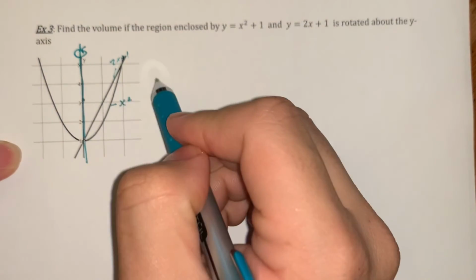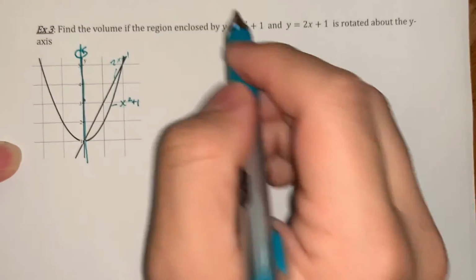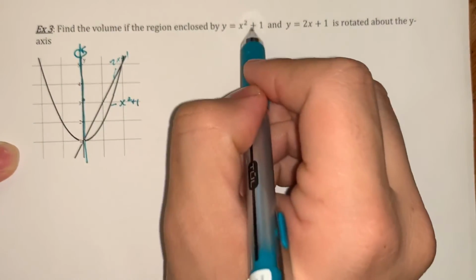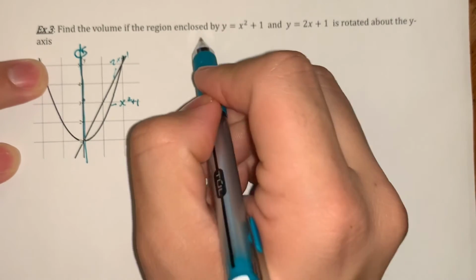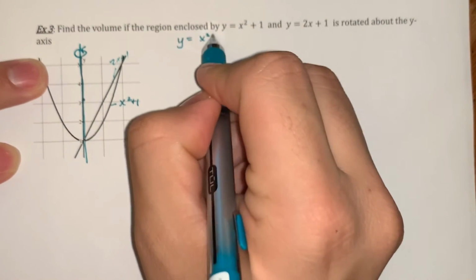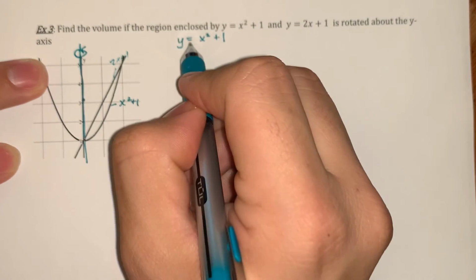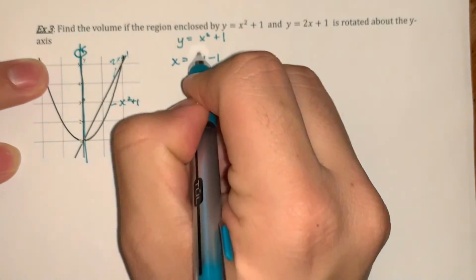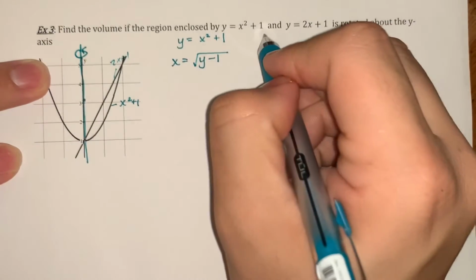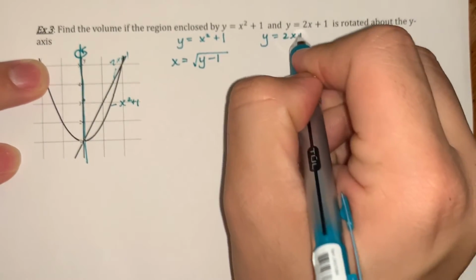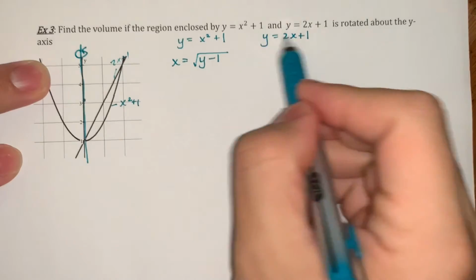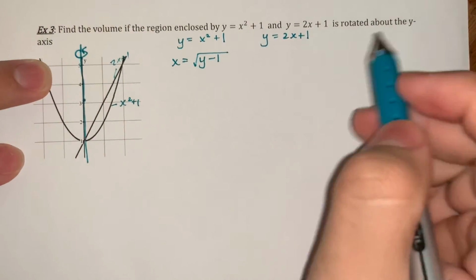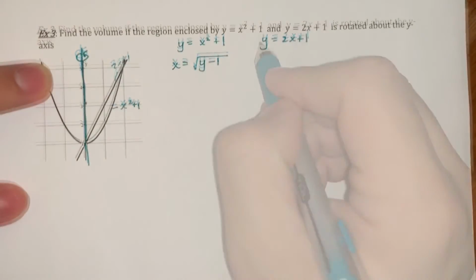So this x squared plus 1 function, I'm going to rearrange to get x by itself. If y equals x squared plus 1, I'll subtract 1 and then square root it. So x is equal to the square root of y minus 1. And then for y equals 2x plus 1, I'll subtract 1. I probably could have picked a better number, but whatever.